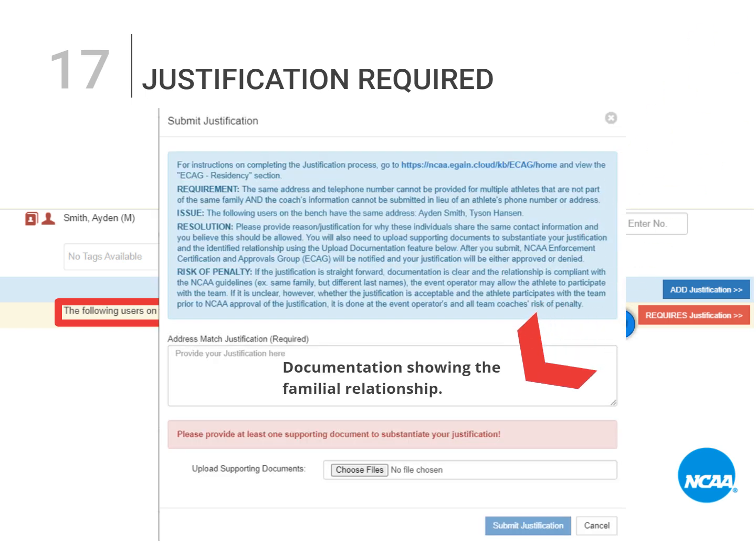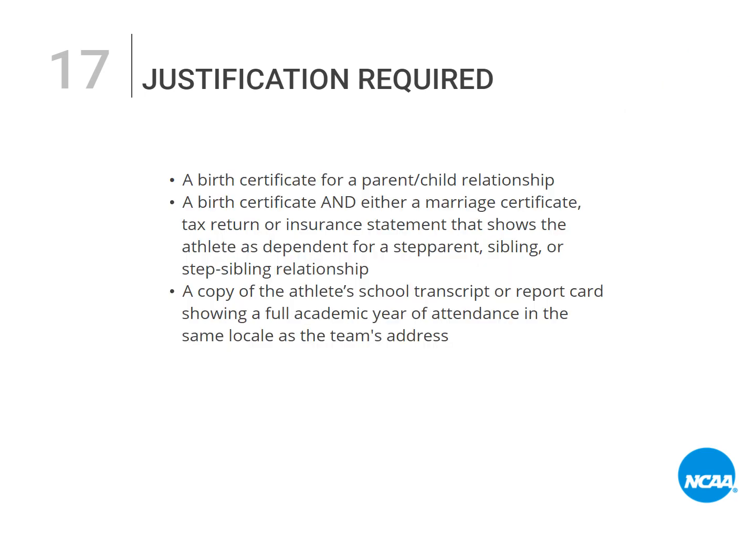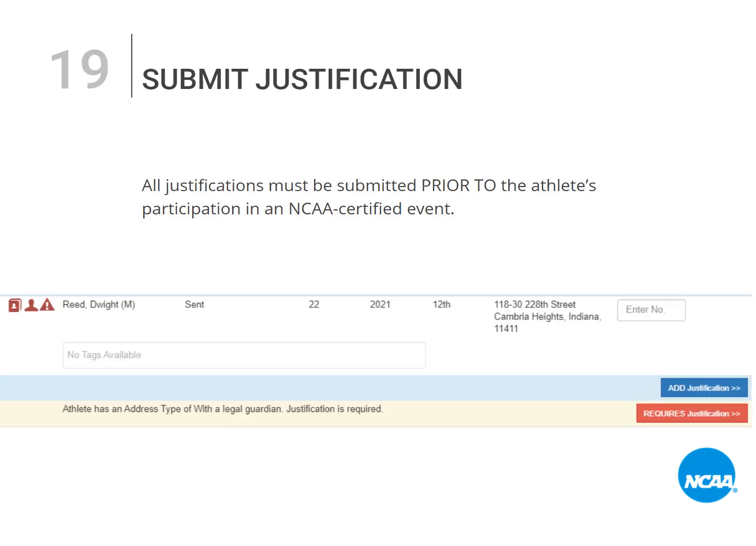For example, a birth certificate for a parent/child relationship, or a birth certificate and either a marriage certificate, tax return or insurance statement that shows the athlete as dependent for a step-parent, sibling, or step-sibling relationship. Additionally, the coach could instead provide a copy of the athlete's school transcript or report card showing a full academic year of attendance in the same locale as the team's address.